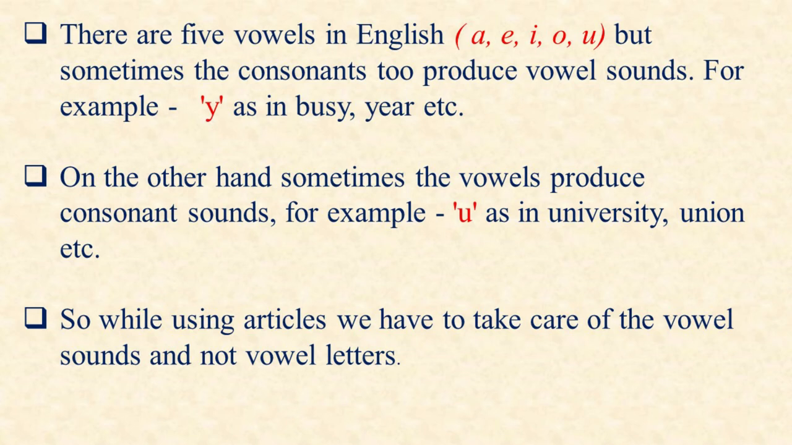But sometimes the consonants too produce vowel sound. For example, Y, as in busy, ear, etc. On the other hand, sometimes the vowel produces consonant sound. For example, U as in university, union, etc. So, while using articles, we have to take care of the vowel sounds and not vowel letters. It is the sound that determines the selection.